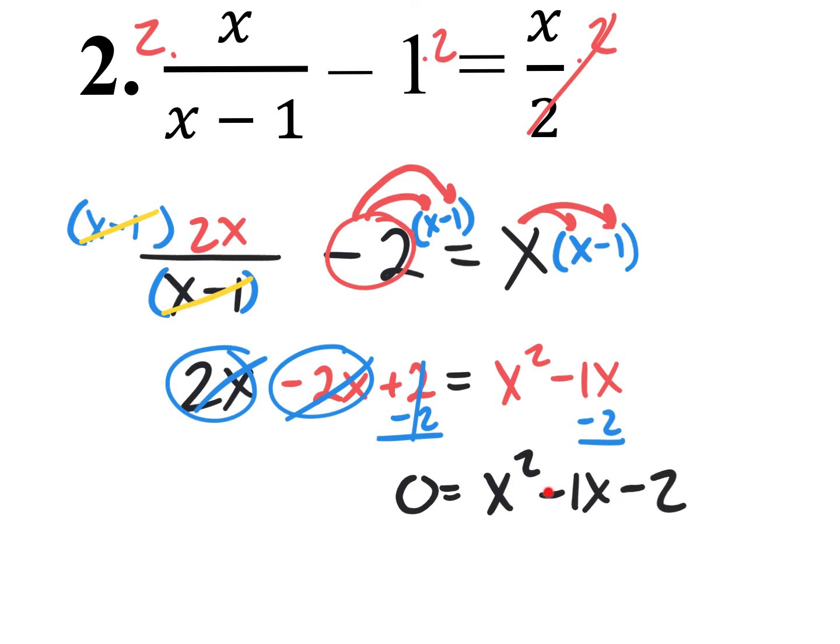And right here we have a quadratic trinomial. Your a value is 1, your b value is negative 1, and your c value is negative 2. So if you wanted to, you could use a quadratic formula because set equal to 0 to solve to get your 2 answers. But I would always try to factor first.